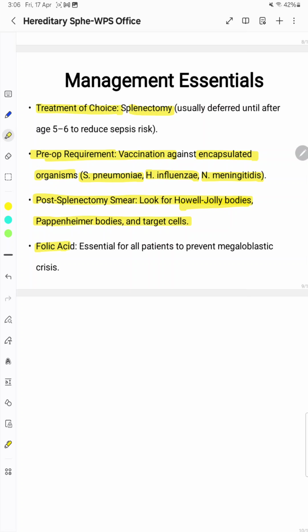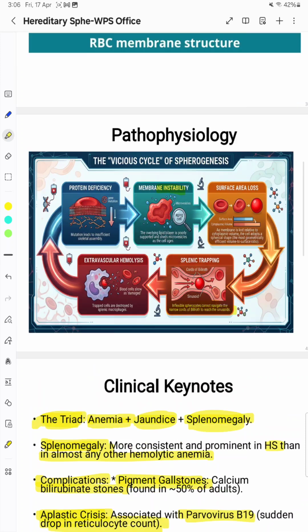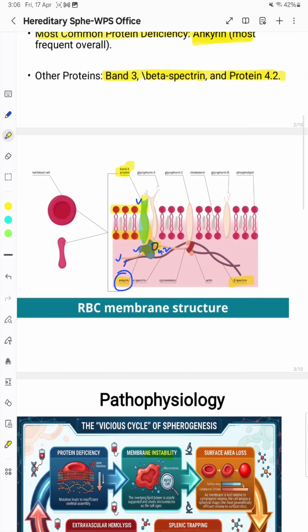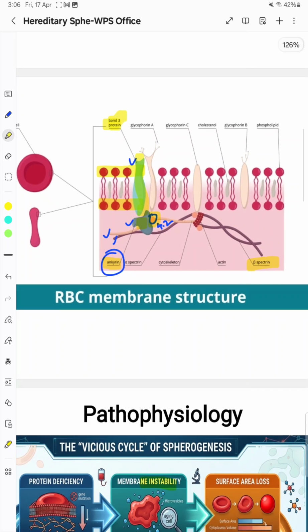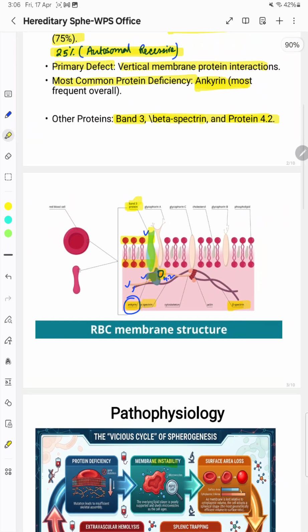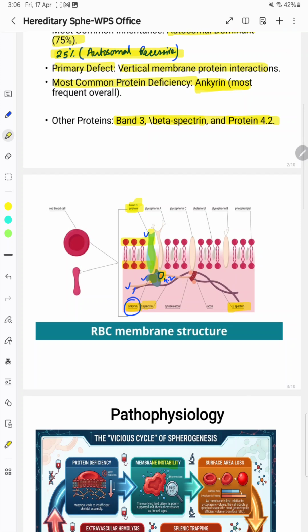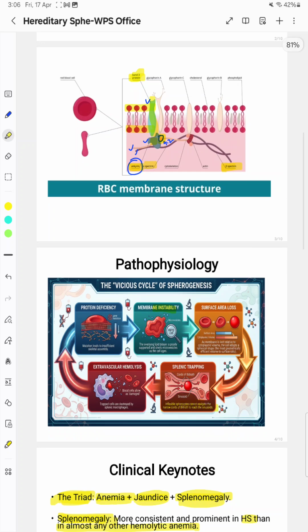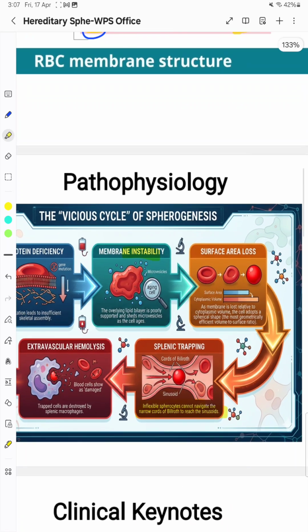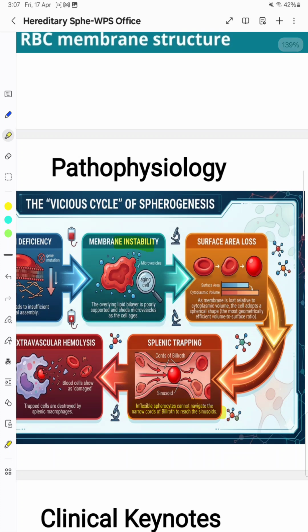So this is all about hereditary spherocytosis. The important thing is the defect in the RBC membrane skeletal proteins like Ankyrin, band 3, spectrin and protein 4.2, which ultimately results in RBC membrane instability. As the cell ages, the RBC membrane is lost and the cell assumes the shape of a spherocyte, which is geometrically efficient for volume to surface ratio.